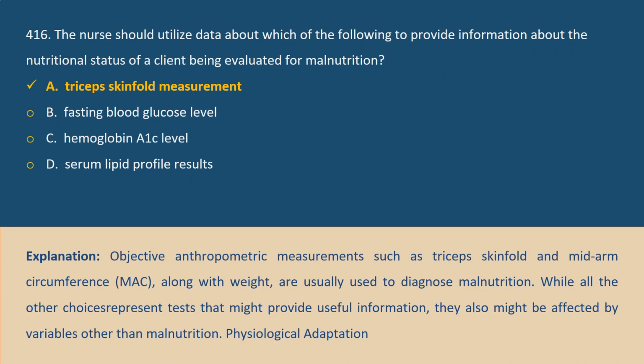Answer A. Explanation. Objective anthropometric measurements such as triceps skin fold and mid-arm circumference (MAC), along with weight, are usually used to diagnose malnutrition. While all the other choices represent tests that might provide useful information, they also might be affected by variables other than malnutrition. Physiological adaptation.